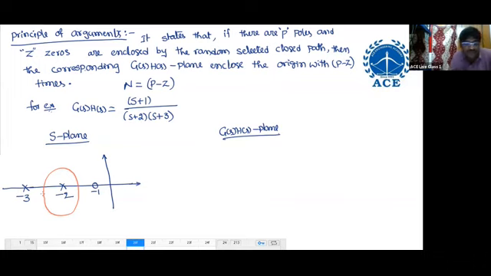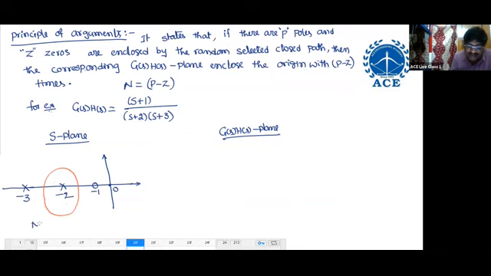You can randomly select the closed path. Then what is the corresponding n value here? This is a randomly selected closed path. Calculate the n value here.